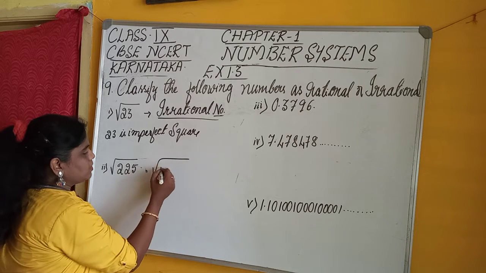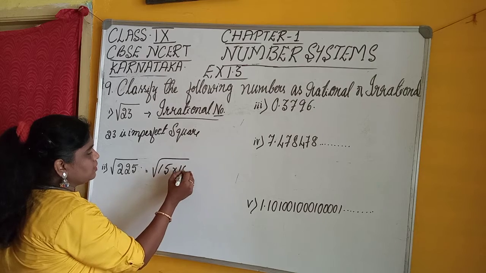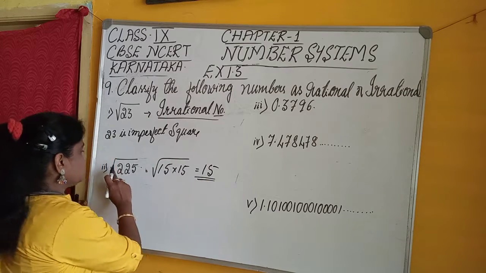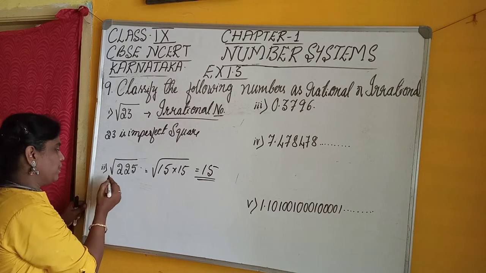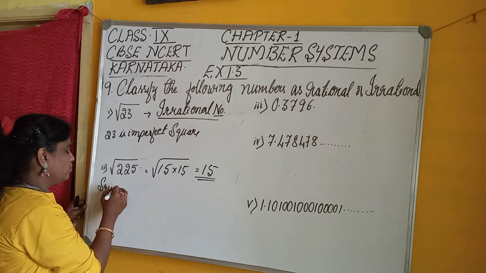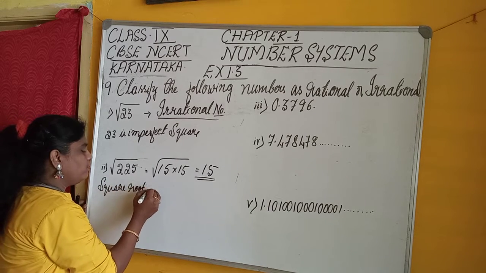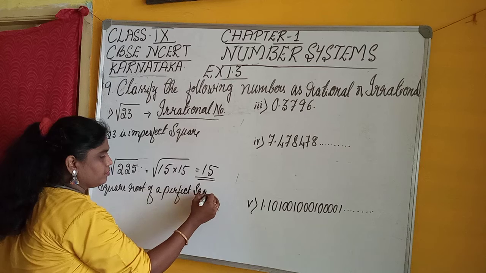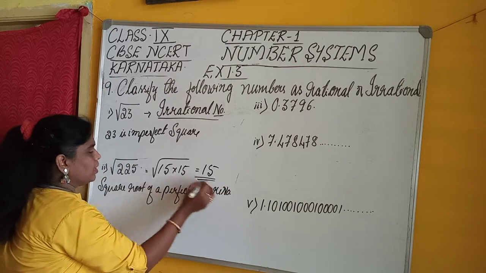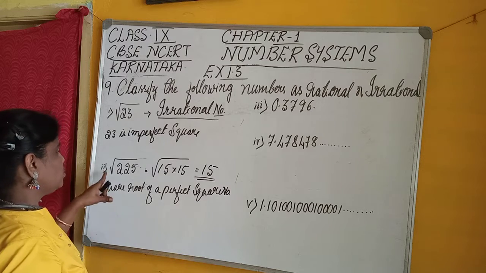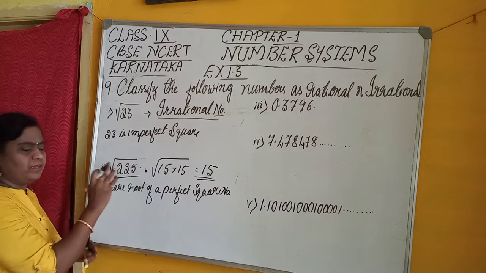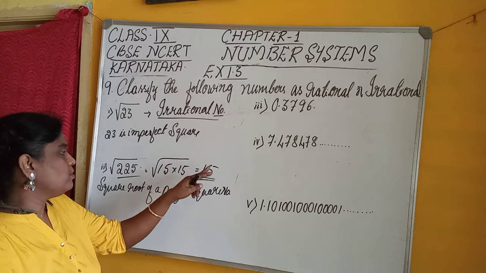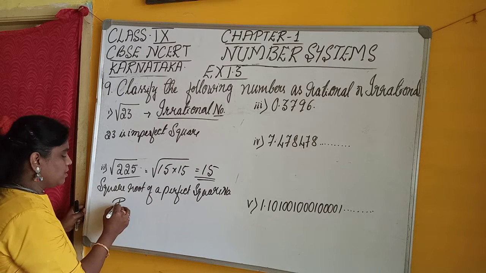Here, the square root of 225, it is written as 15 into 15. It's nothing but the square root of this 225 is 15. This is the square root of a perfect square number, and the square root of a perfect square is a rational number, because 225 can be written as 15 into 15. The square root of 225 is 15. Therefore, it is a rational number.